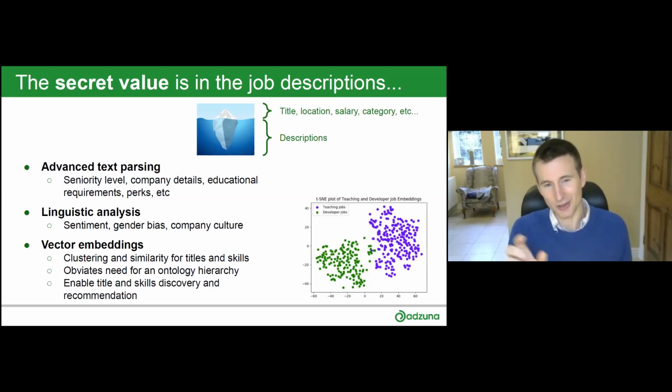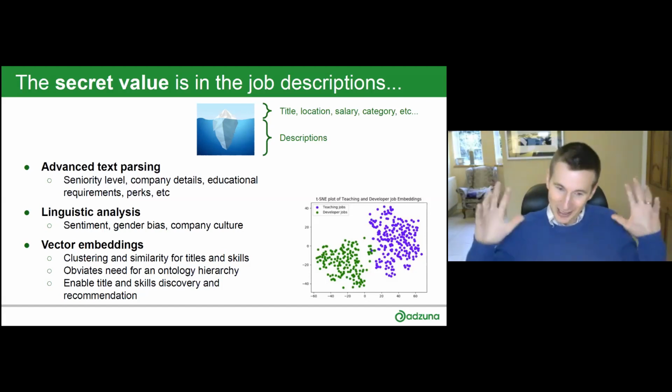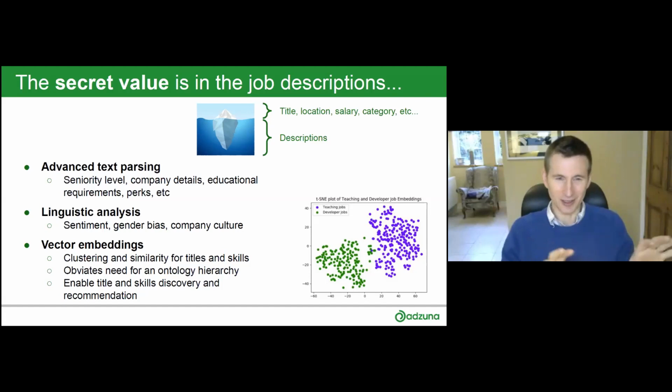If you're interested, that little chart on the right is some real data that we produced. It's what they call a t-SNE plot, which is a way of collapsing all this data into two dimensions, and it's showing really nicely how we've got developer jobs in green and teaching jobs in purple, how they cluster. So they really do cluster. So that's enough for now. If we flip to my last slide, I'll just wrap up in conclusion. I know we're on a bit of a timeline here.